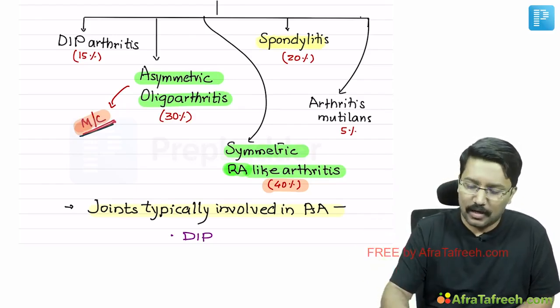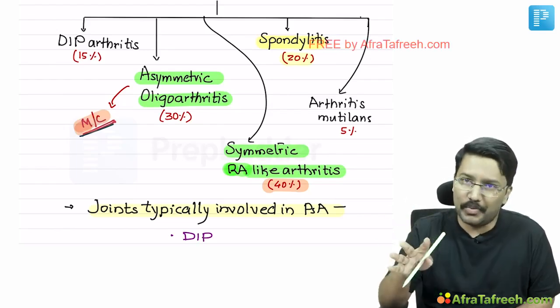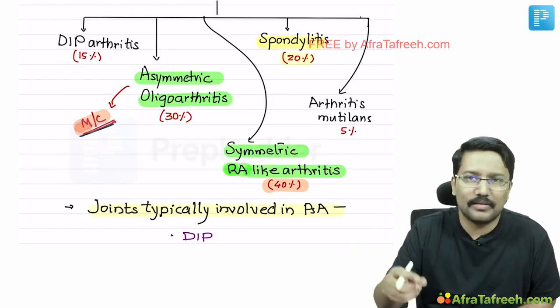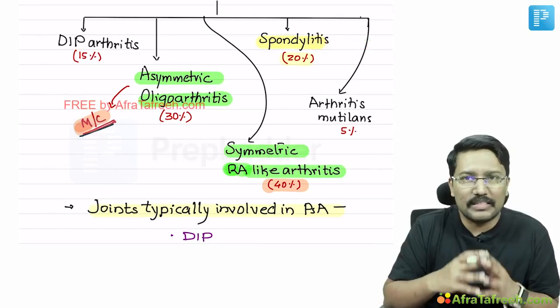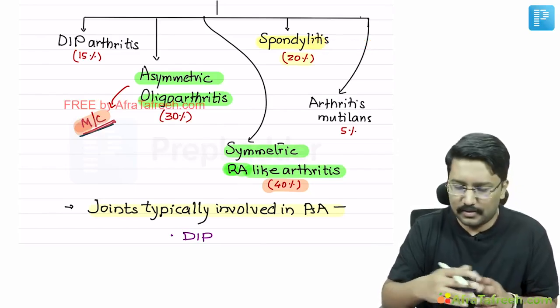So that is seen in around 20% of the times. In that case, cervical joint involvement is common. And if at all the sacroiliac joint is involved, the involvement is usually asymmetrical. We are generally talking about symmetric sacroiliitis, but in this case, it is going to be asymmetric, right?